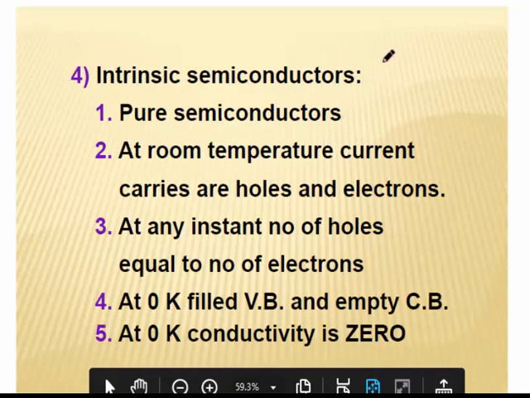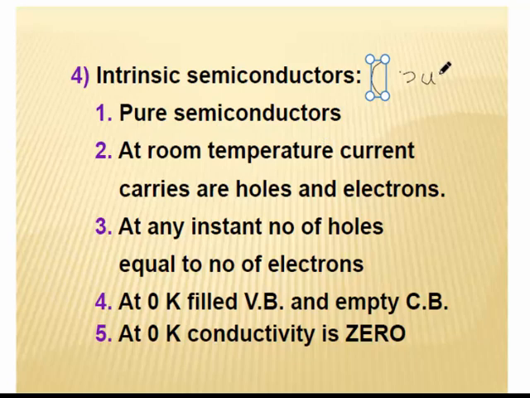Intrinsic semiconductors are also called pure semiconductors. At room temperature, the current carriers are holes and free electrons. Free electrons are simply called electrons. So what are the charge carriers in semiconductors? Holes and free electrons. At any instant, the number of holes is equal to the number of electrons in an intrinsic semiconductor.